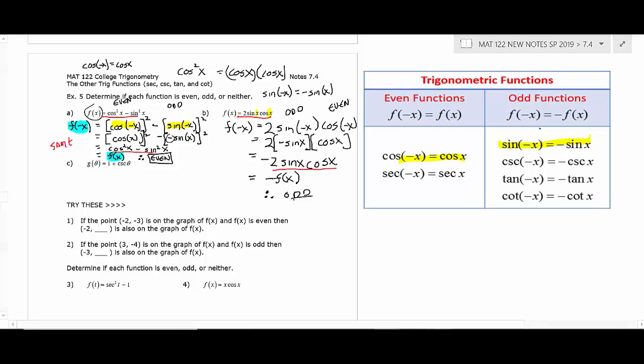So it's very methodical what you do. If it turned out the same, it was even. If it turned out to be the opposite, then it's odd. That's all there is to it.